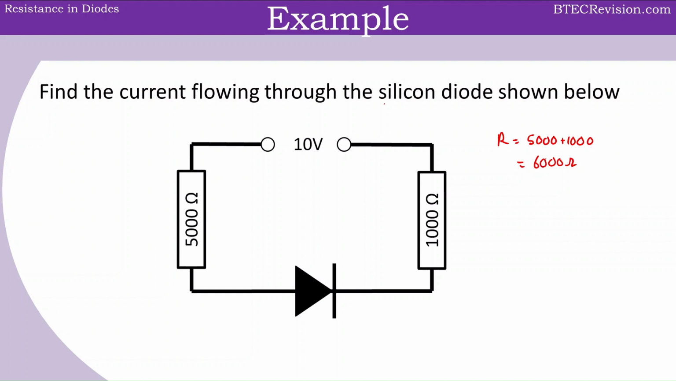Since this is a silicon diode, we know this will need a forward bias of 0.7 volts. Therefore, these resistors will get the rest of the voltage, which would be 10 volts take away 0.7 volts, which is equal to 9.3 volts.